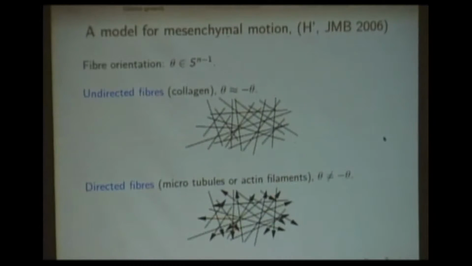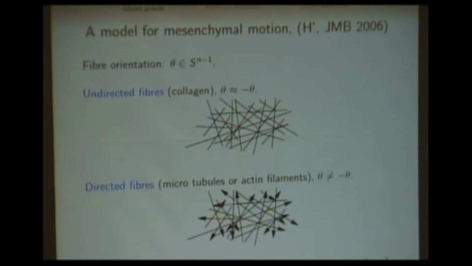Okay, so now I would like to go to the mathematical model of this process. First of all, I need to model the fibers, the collagen fibers. And there are two ways to model fibers. You can have undirected fibers like collagen, or you have directed fibers.